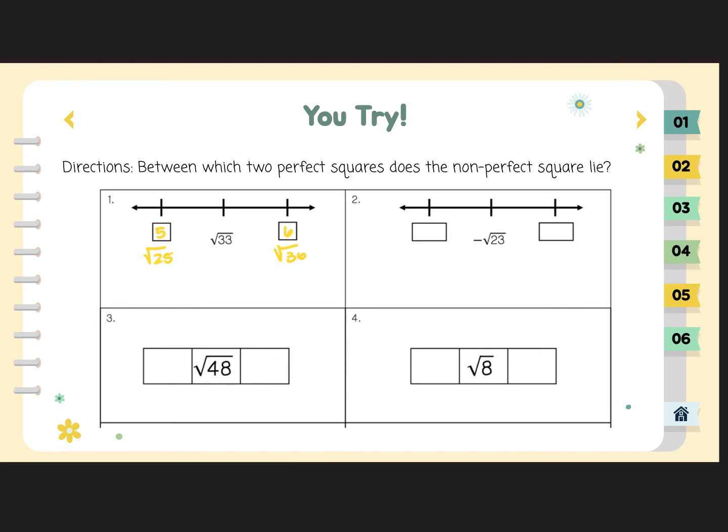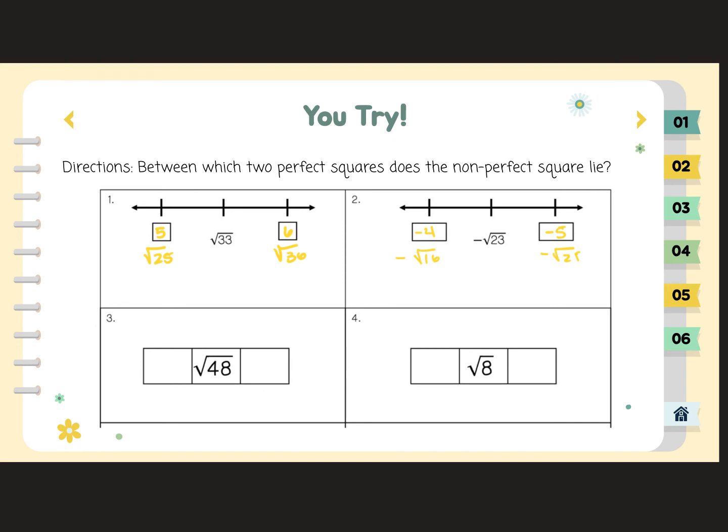All right, how about negative square root of 23? This is a little tricky, but remember we talked about the negative and the positive number. When the negative sign is outside of the radical, we can definitely work with that. So here we have this negative square root of 23. That's going to fall between negative 4 and negative 5, because we have the negative square root of 16 and the negative square root of 25.